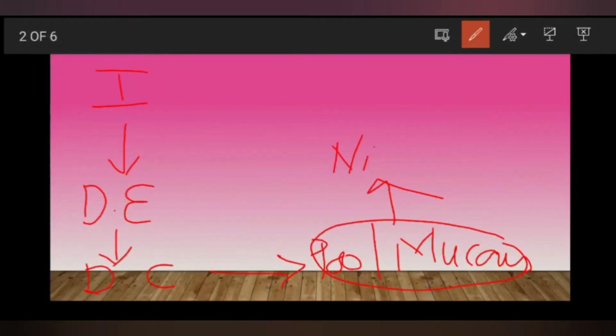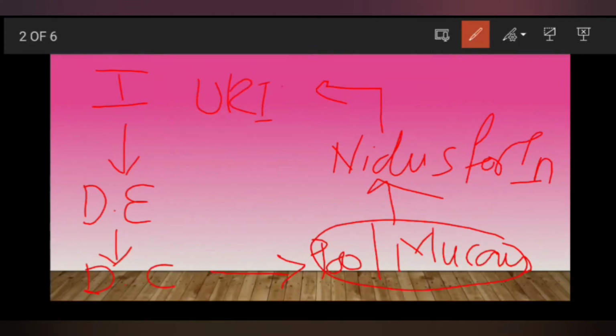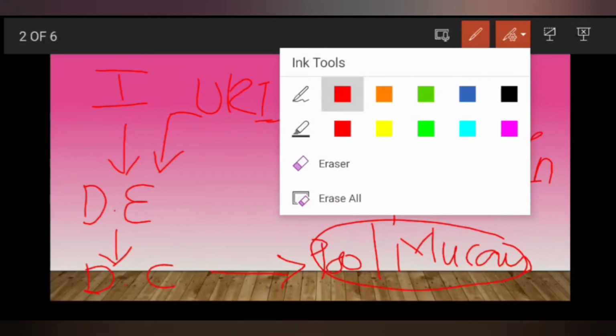So it will be a good nidus for infection, then this will in turn lead to upper respiratory tract infections. And this will again cause the damage of the epithelium. My writing is not too good. We will clear it and draw the cycle again.